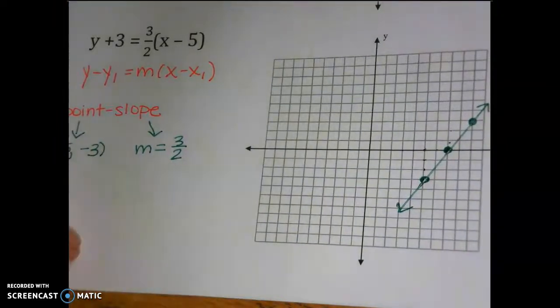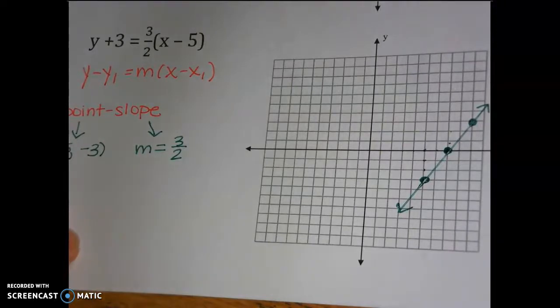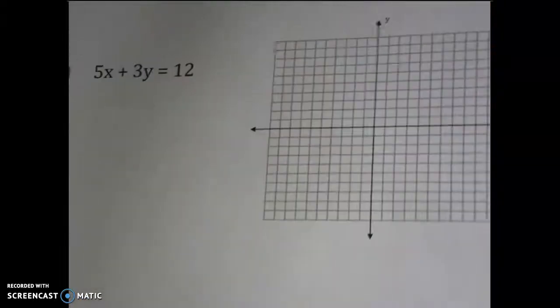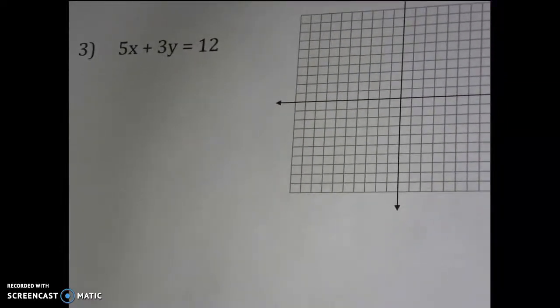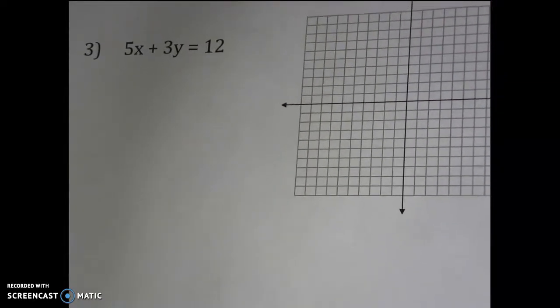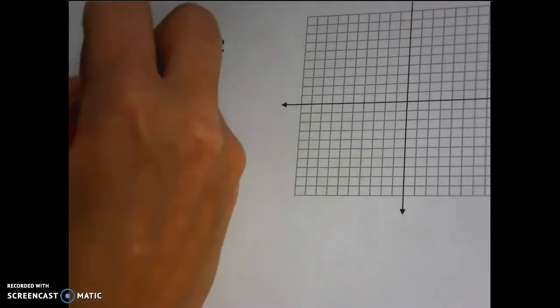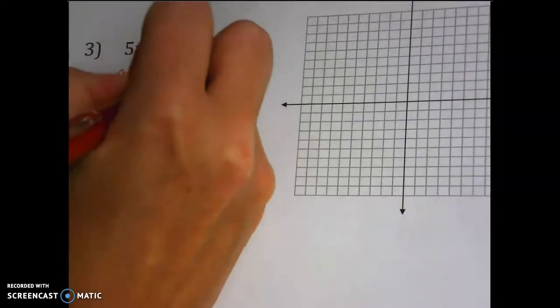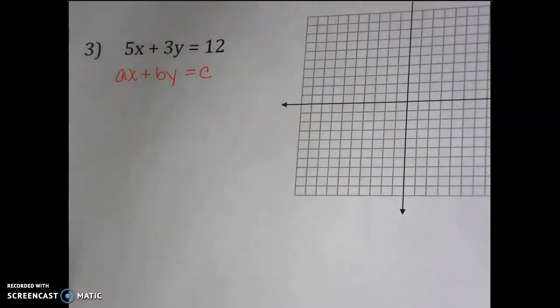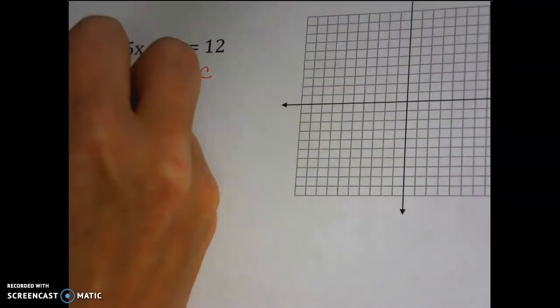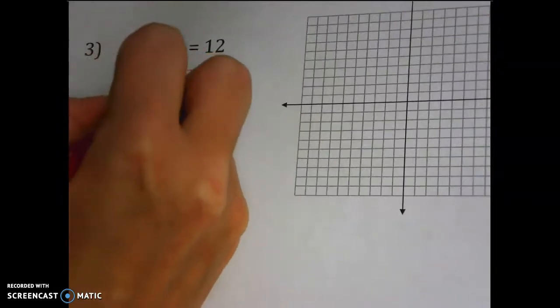Again, I encourage you to pause a lot because I'm going through this quickly since it's all review. Here is our next one. You can also rewind and rewatch it to go back. We have to identify the form, find the key features, and then graph it. So hit pause, give it a try. This is in the ax plus by equals c form, which we know as standard form.